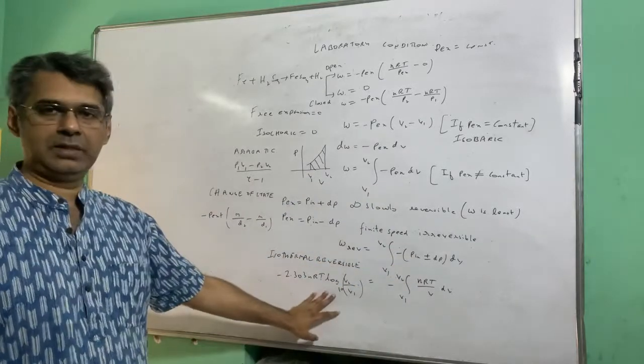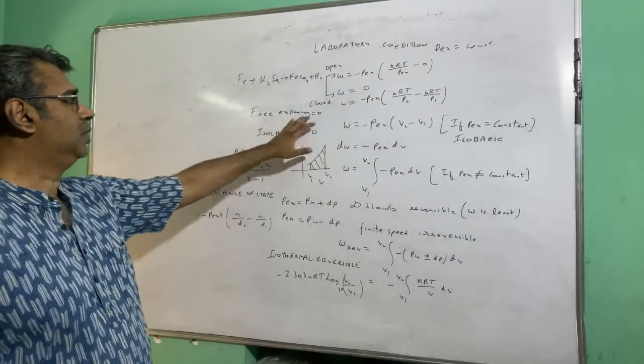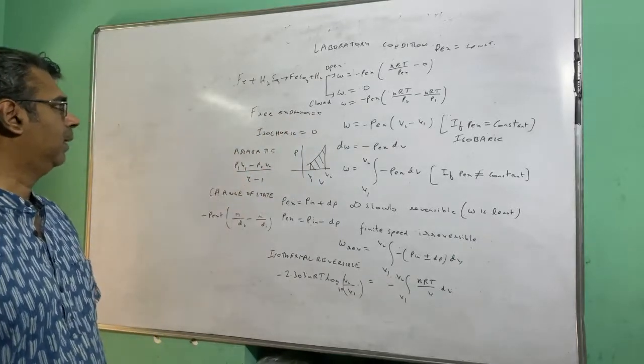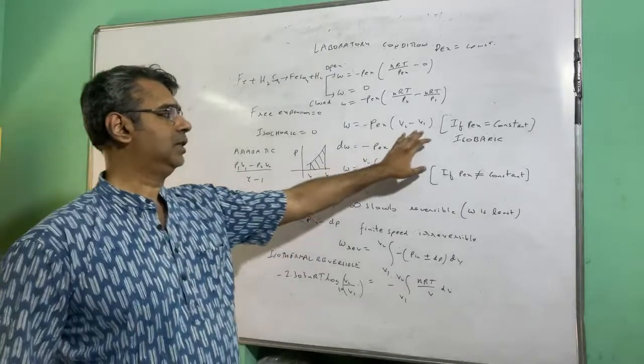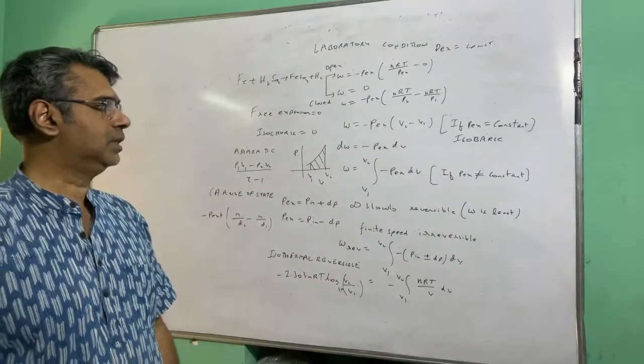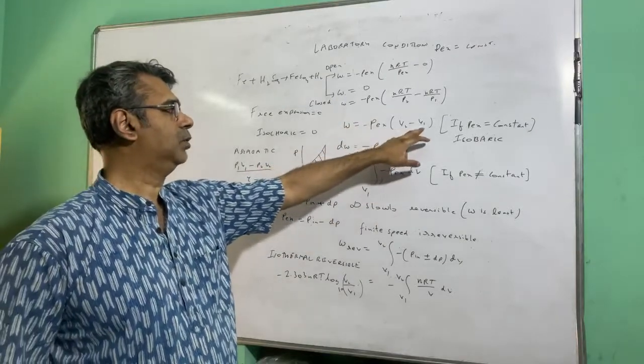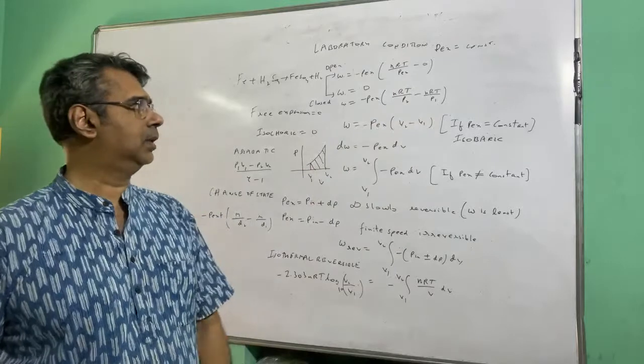If it is isothermal, this is the work done. Free expansion, work done 0, isochoric, work done 0, adiabatic, work done, this is the formula. The formula minus Pex into V2 minus V1 is for laboratory conditions. Pex is constant always. So we can rewrite V2 and V1 like this if it is isothermal.